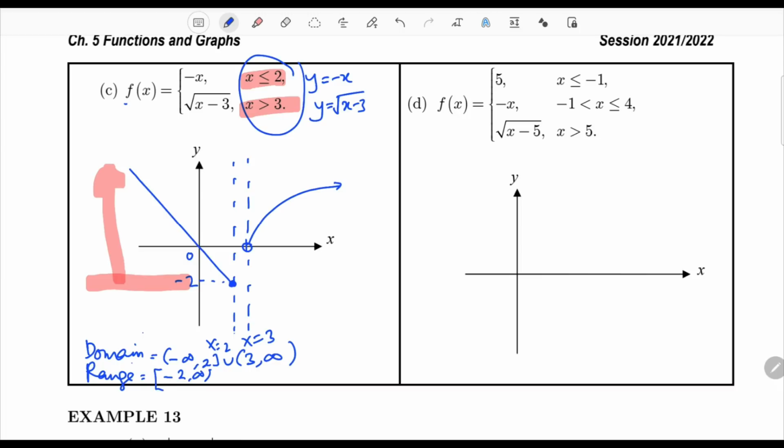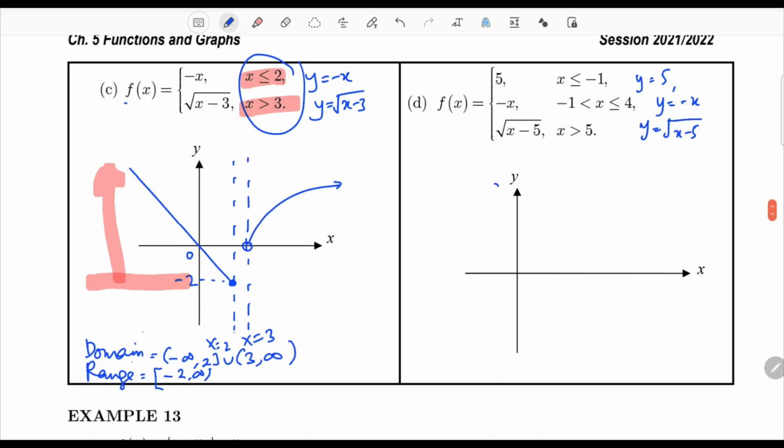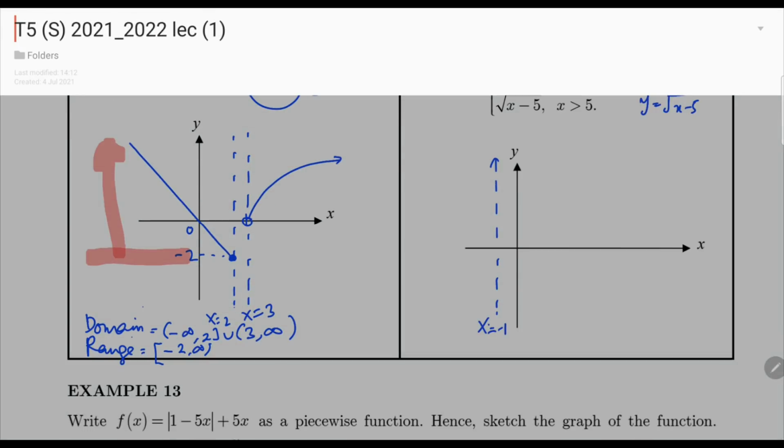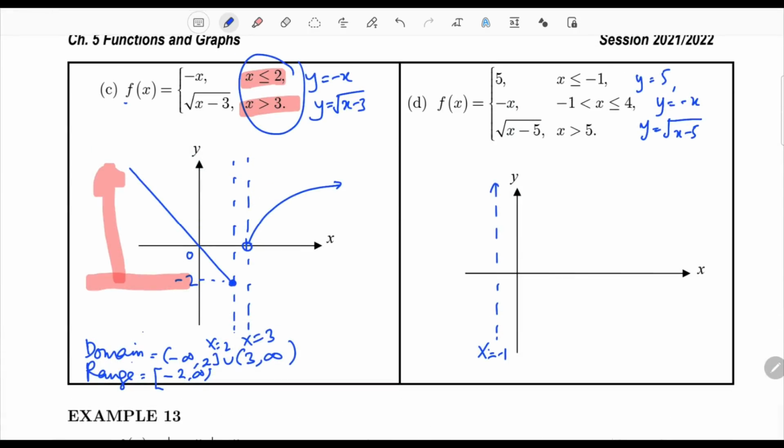So D, y equals 5, y equals negative x, y equals square root of x minus 5. So again, find your negative 1. So this is your negative 1. And then x equals 4, x equals 5. So this is x equals 4, x equals 5.